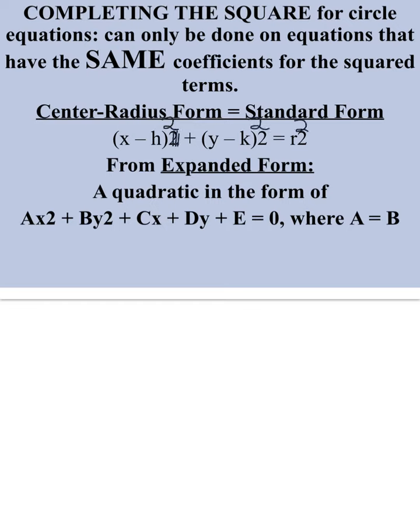Okay, so it's not times 2, it's squared. Just be careful there. Completing the square for circle equations can only be done on equations that have the same coefficients for the squared terms, and that's all you should be working with at this stage. We're going to use this form from an expanded form. You'll be given something that looks like this. You need to get the like variables together and perform completing the square, which you will see in a minute.